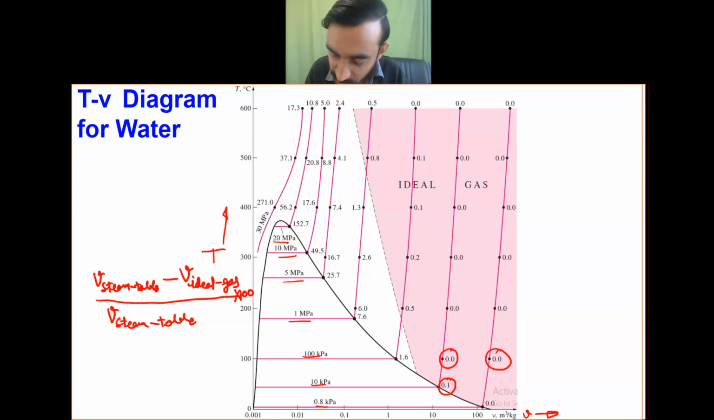You can see that at very low pressure, say 0.8 kilopascals, and high temperatures, every time our ideal gas equation is giving a perfect relationship. Because of that, we are getting the exact value of volume, identical to the volume given in the steam table. For 10 kilopascals also, almost the same thing is applicable.